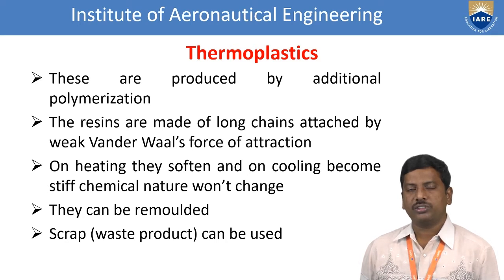That means these are produced by addition polymerization. Addition polymerization is especially observed in the case of polythene and polyvinyl chloride. That means when the monomer of polythene, ethylene, undergoes addition polymerization it gives polythene. And the monomer of PVC, vinyl chloride, undergoes polymerization to give polyvinyl chloride.